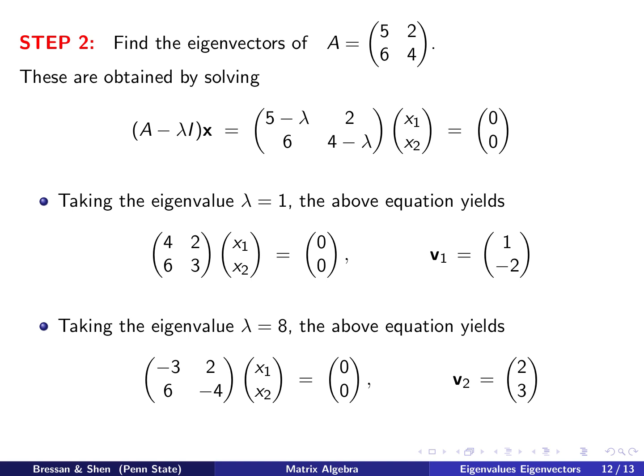And then do the same thing for lambda equals 8, the second eigenvalue. Then 5 minus 8 is negative 3, 4 minus 8 is negative 4, and we get this system. Okay, so again, the first equation and the second equation are scalar multiples of each other. So you just basically take one of these equations and find a non-zero solution, which we can have as 2 and 3. So that's the first eigenvector, and that's the second.